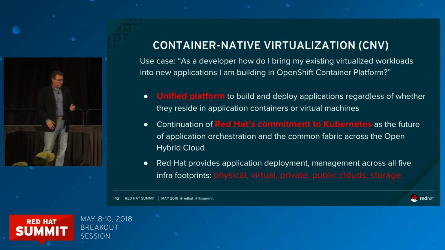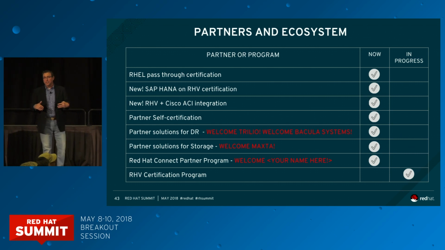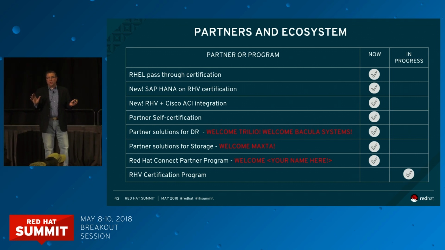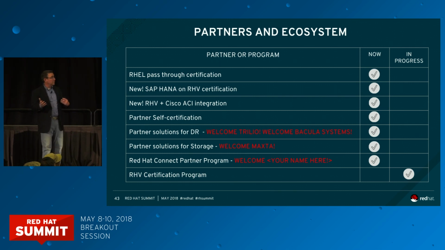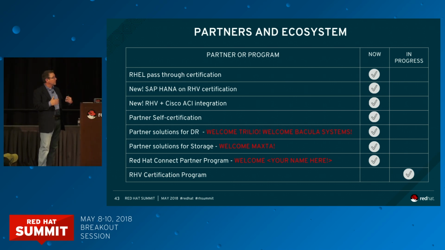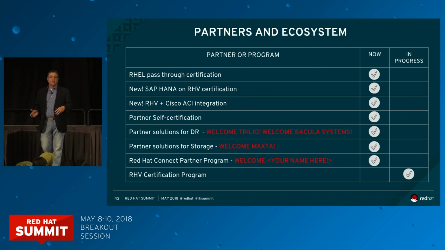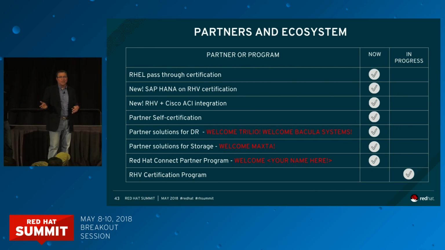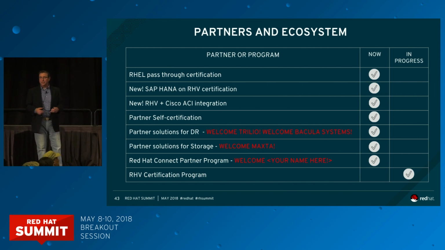Red Hat's first. So if you look at how we're going to get there, our partners and ecosystem around Red Hat Virtualization, a year and a half ago this was basically non-existent, and our team has worked very hard to build out this project and this ecosystem. So if you look at the things that are new on here, we just announced SAP HANA on RHEL certification. So if you want to run SAP HANA on RHEL, you can. We've got this new Cisco ACI integration.